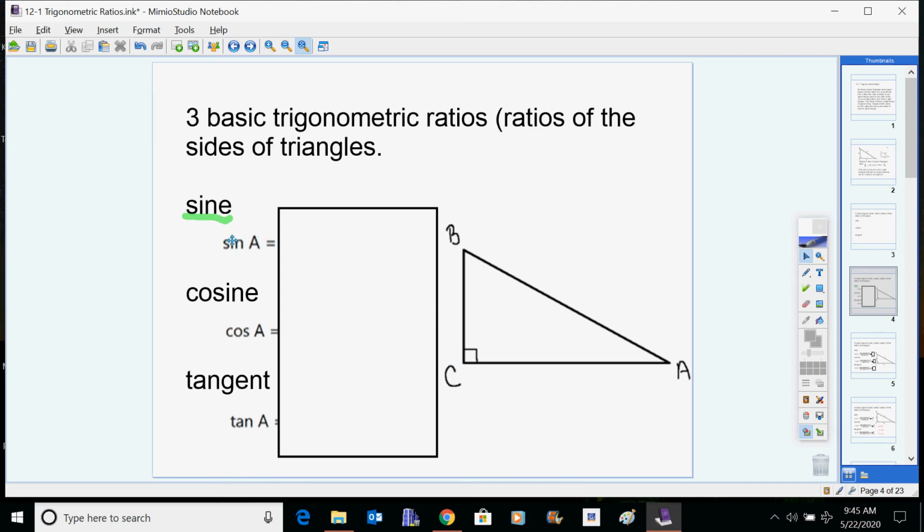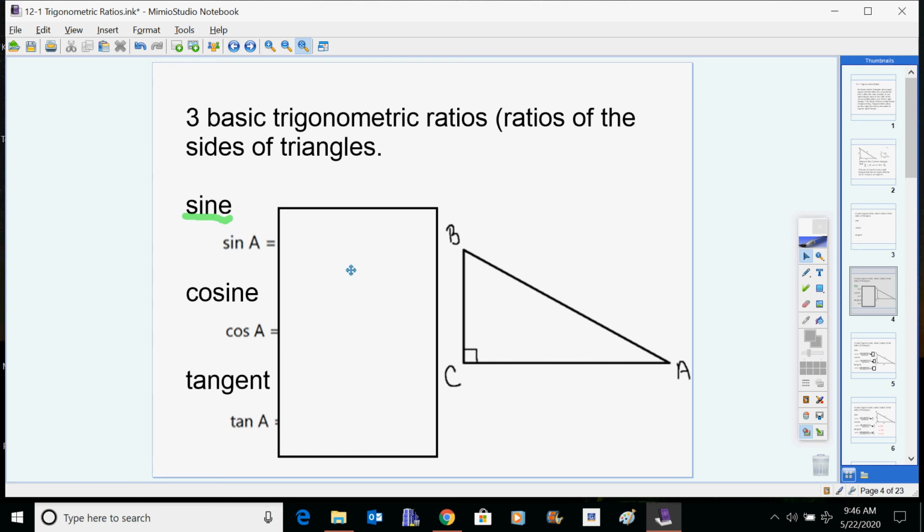Sine and cosine and tangent are abbreviated by the first three letters of those words, which is very interesting because why just chop off one letter? It just makes it easier to follow, and so that's what we do. Sine of A, cosine of A, and tangent of A. Each one of them talks about a special ratio on the sides of a triangle.